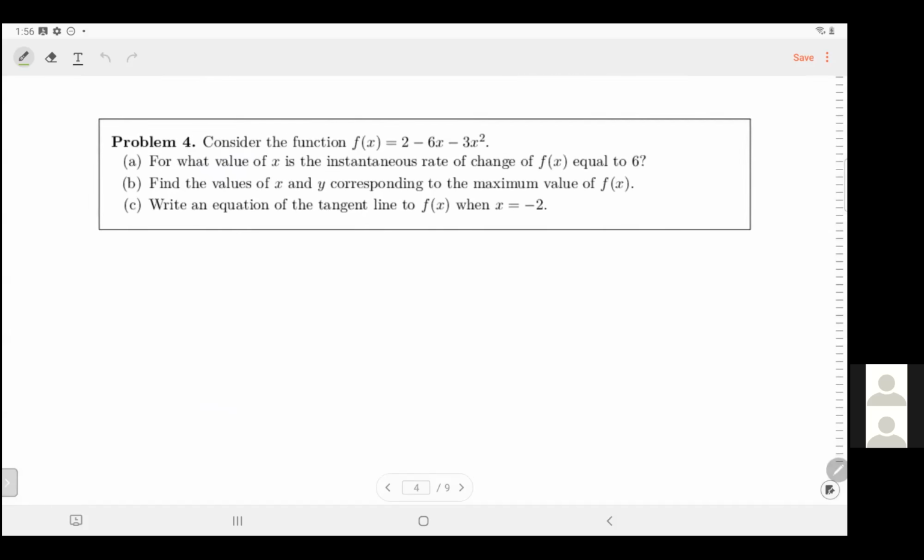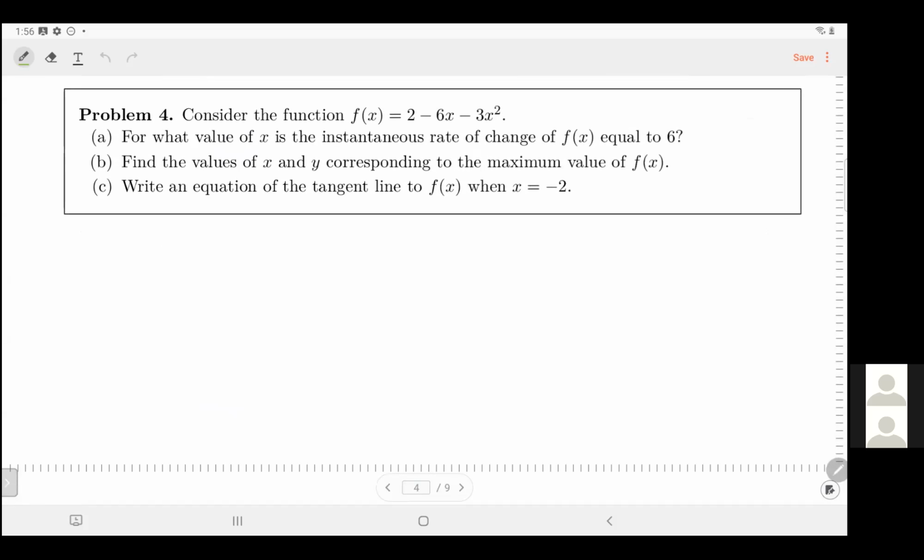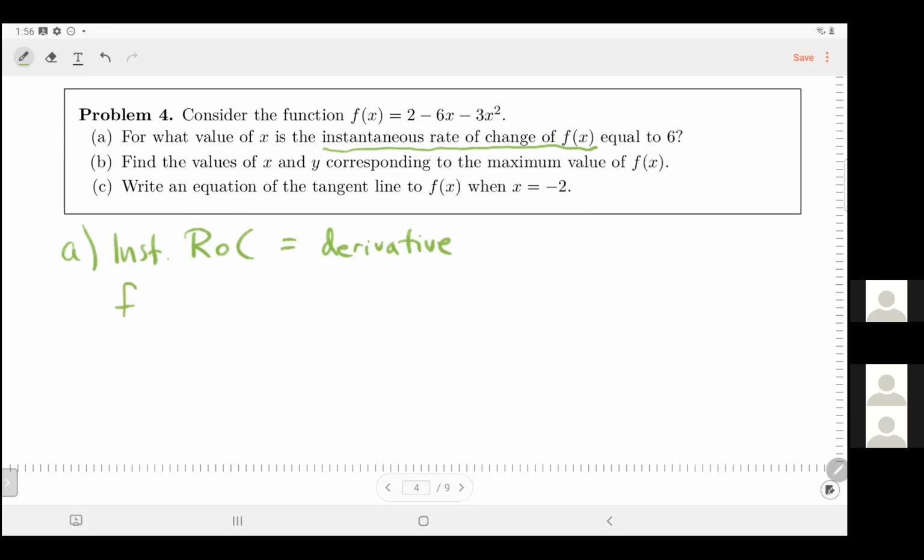Problem 4. Consider this function written in a weird way. Part A says, for what value of x is the instantaneous rate of change of f of x equal to 6? So who remembers this terminology? What's a short way of saying that? That's derivative. Awesome. So anytime you see that pop up, just be ready to take a derivative. So I'm really asking, when is f prime of x equal to 6?